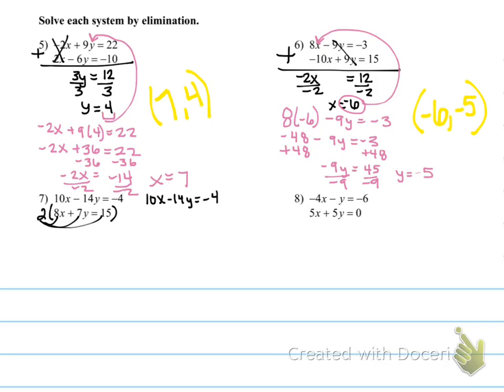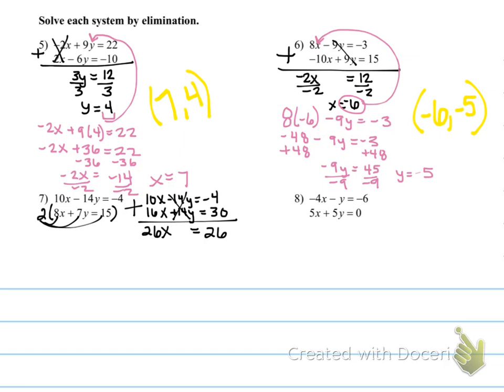And then when we multiply, we got 2 times 8x, which gets me 16x. And then we've got 2 times 7y, which gets me that 14y, which is what we wanted. And then 2 times 15 gets me 30. Okay, so now I've got my 2 equations where I can add down and easily see that those 14s are going to cancel out. So we got to simplify everything else. 10x plus 16x gives me a 26x. And then I've got negative 4 plus 30, which gets me 26.